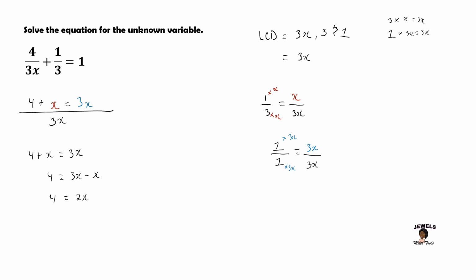Now applying our rules for one-step equations, I'll be dividing both sides of my equation by 2. And 4 divided by 2 will leave us with 2. And when 2x is divided by 2, we will have only x remaining. So our x for this equation is equal to 2.